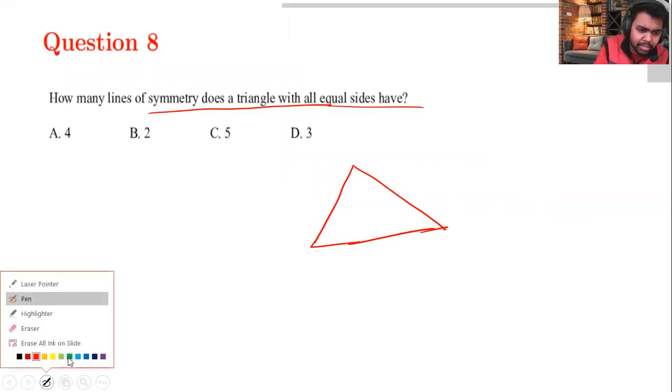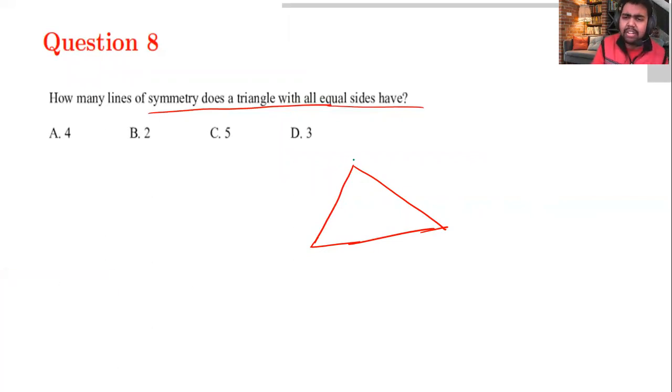Try to understand. Let me change the color of my pen. See, you might know that there are medians in a triangle. There is a median. So this is one median which we can draw. That means one median could be like this. One line of symmetry is like this.